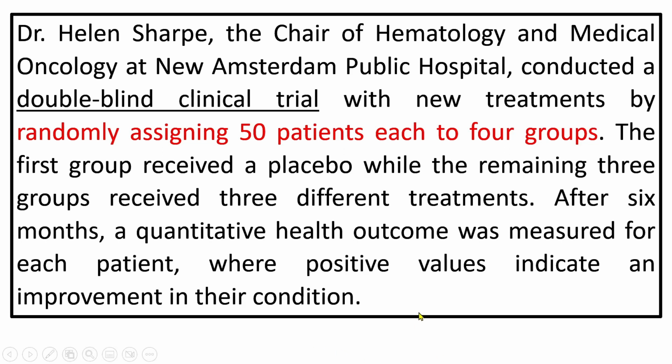So we have 4 groups. The groups are receiving different treatments. One group receives a placebo. Each of the remaining 3 groups receives a different kind of treatment. And we have a quantitative health outcome. So we have a categorical variable and a quantitative variable. This is one of the conditions for the one-way analysis of variance, the one-way ANOVA.